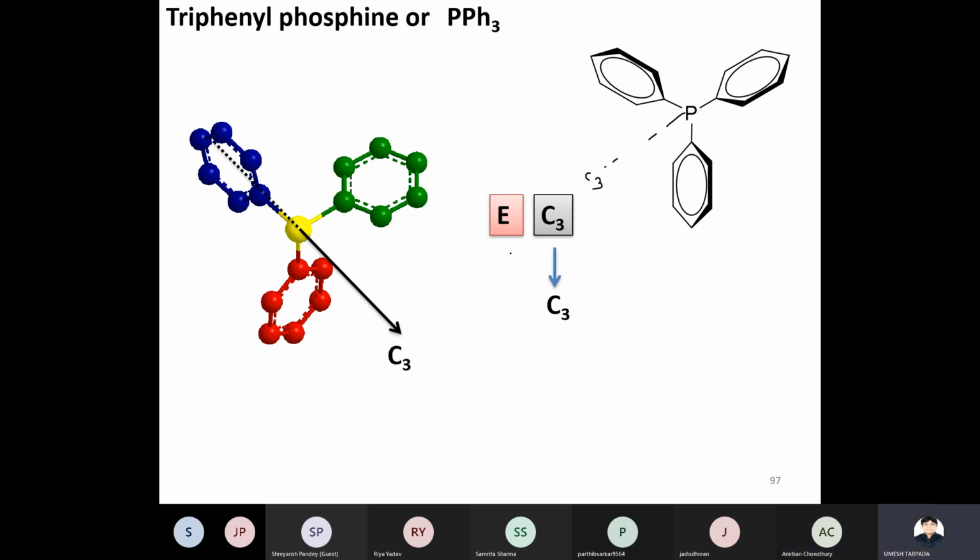Now next question. C3 is not perpendicular to 3 C2. You cannot take here C2. What is the reason? यहाँ पे आप ऐसे प्लेन में नहीं है, C2 नहीं ले सकते। See, this part is on our side. This ring is in the plane. This is on back side.